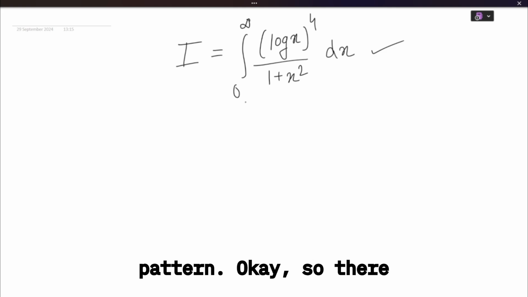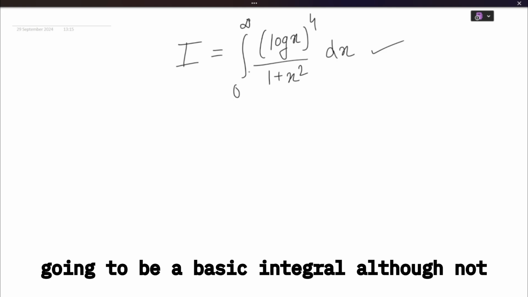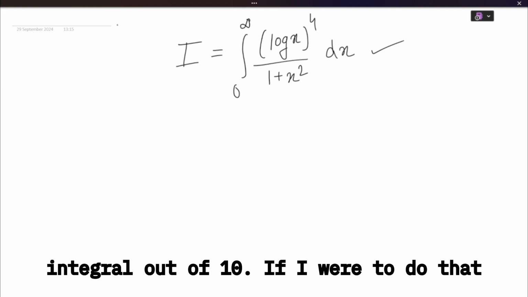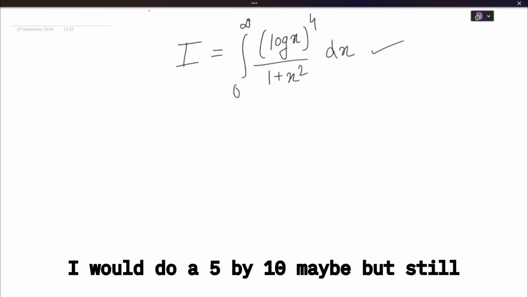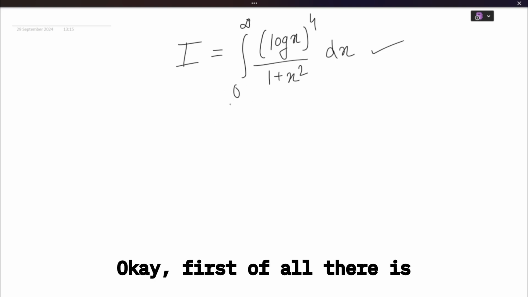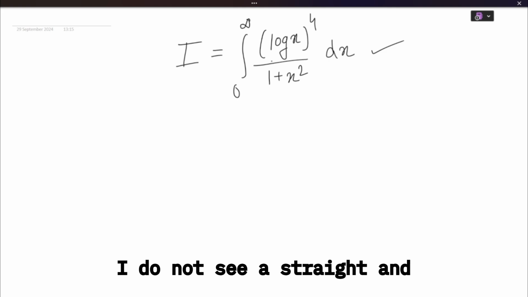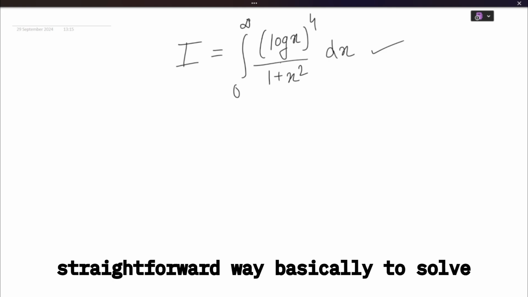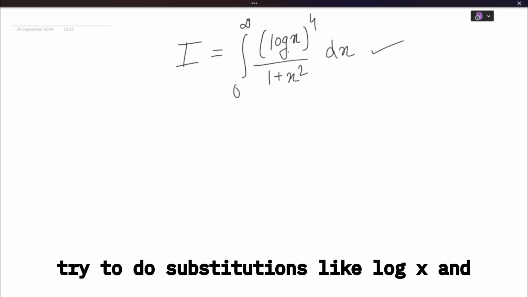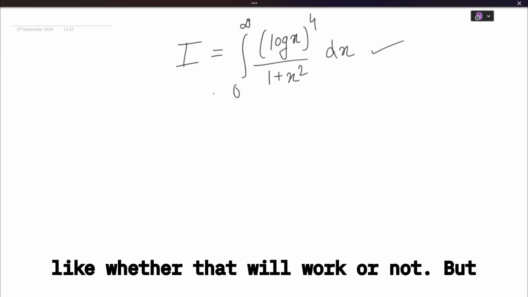Okay. So there are a few things you must know in order to do this integral because this is not going to be a basic integral, although not so much advanced. Let's rate this integral out of 10. I would do a 5 out of 10 maybe, but still pretty much advanced rather than basic. First of all, I do not see a straightforward way to solve this integral directly. People might try substitutions like log x and stuff like that, and I do not know whether that will work or not.